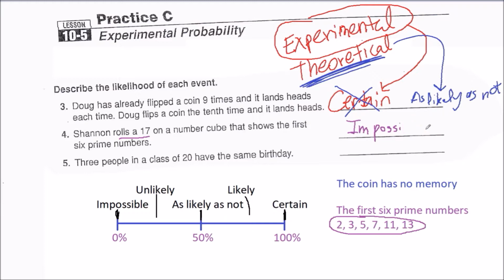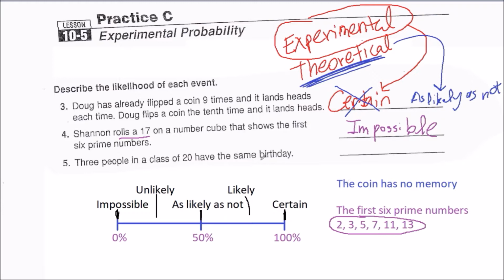Impossible, okay? And let me make that B a little bit better. It would be impossible there. If we included 7, 17 would be the 7th prime number. So if we included the first 7 prime numbers, then 17 would have a chance. It would still be unlikely, but it would have a chance.